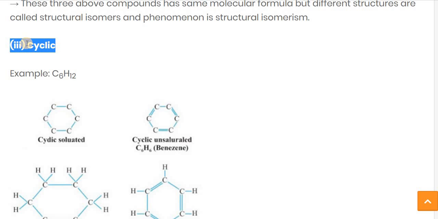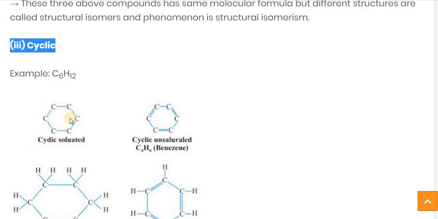Now let's see the third type of carbon. It's called cyclic carbon. Here you can see it is in a cycle form, so it is called a cyclic structure. And the example is C6H12. Here you can see the 6 carbon atoms.